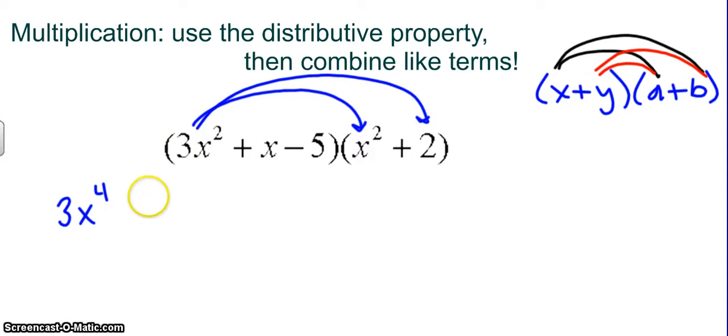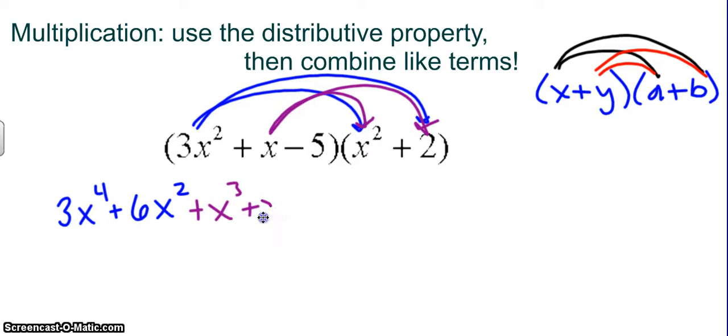Then 3x squared times 2 is going to be 6x to the 2nd. Then I'm going to move to this term and do x times x squared and x times 2. So this is going to be x to the 3rd plus 2x. Then finally I'm going to take negative 5 and distribute it. So we'll say negative 5, x squared, and negative 10. So again, it's just using the distributive property to make sure that everything gets multiplied correctly.